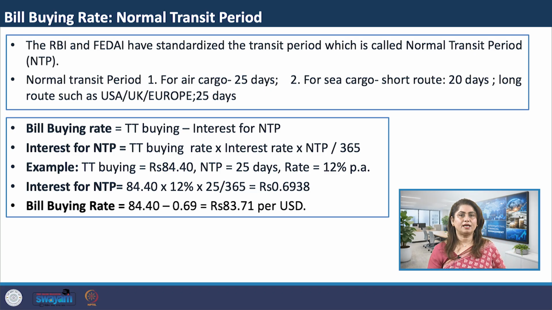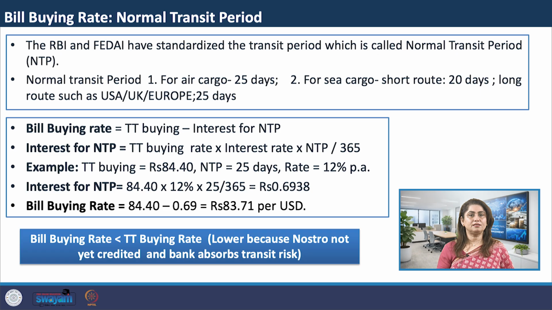Look at the comparison. TT buying was 84.40, but the bill buying rate is only 83.71. The exporter gets 0.69 less per dollar because the bank is absorbing 25 days of transit risk and funding cost. This is the crucial insight. Bill buying rate is lower than TT buying rate because the nostro is not yet credited and the bank absorbs transit risk. The more days of transit, the greater the deduction and the lower the bill buying rate.